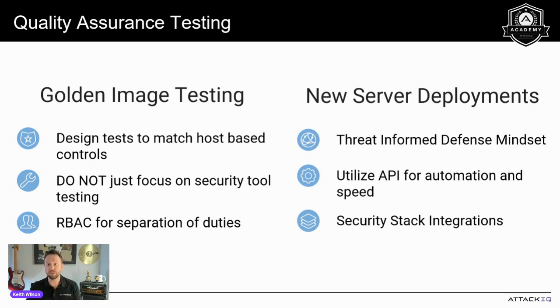Now, BAS tools allow security teams and server deployment teams to feel confident in the configuration and setup of these new assets. So when you're doing this, don't forget about a threat-informed defense. Keep the tests lightweight and fast, and only test what you've discovered from intel analysis. Utilize a BAS tool with an API to help automate the process and test rapidly. And then using a BAS tool that can integrate with your security stack can help security operations teams pinpoint what failed if a test does not pass. So it helps them quickly identify that.